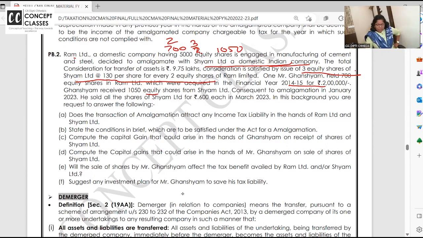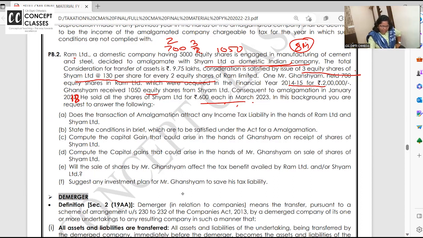Consequent to amalgamation, he sold all the shares of Shyam Limited for 600 in March 2023. Right. Consequent to amalgamation, change this date to January 18, so that it is not in the same year as the amalgamation. Make it older, it happened in 18. And Ghanshyam also sold the shares of the new company. Now answer one by one, A B C D E F. This is again an 8 marks question, with marks split like 2 marks, 1 mark, 2 marks.